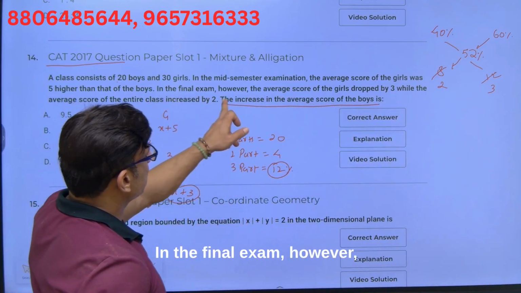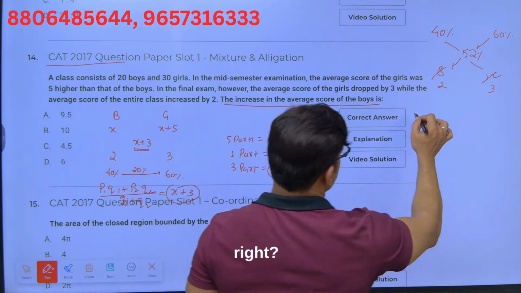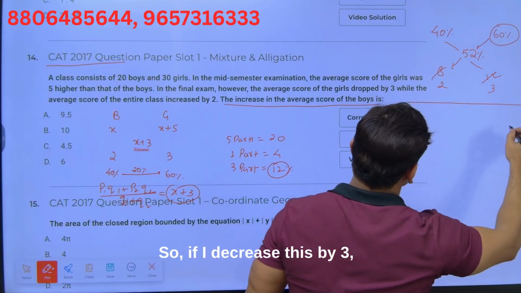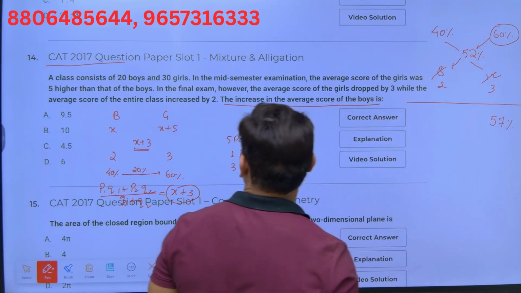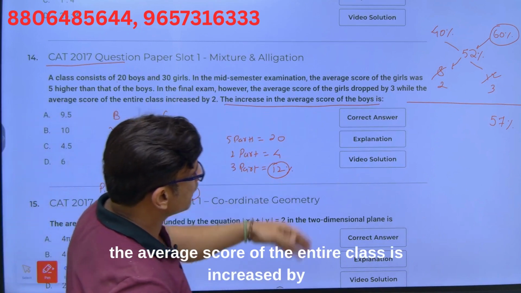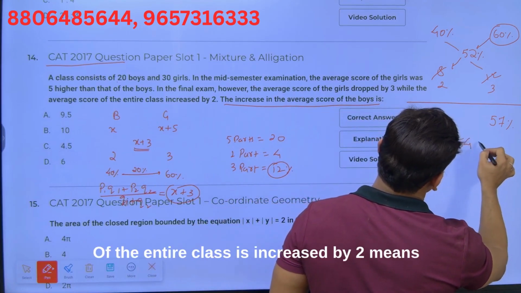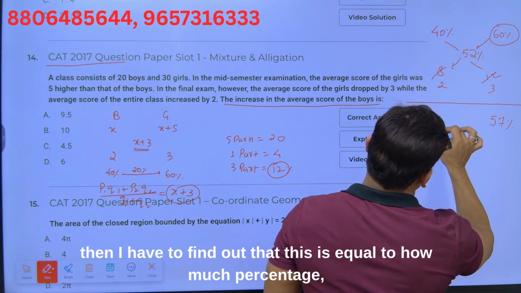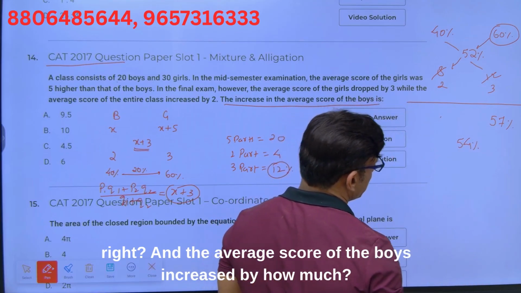In the final exam, however, the average score of the girls dropped by 3, right? If I decrease this by 3, that means this is 57%. While the average score of the entire class is increased by 2, which means 54%. So then I have to find out what percentage this is, and the average score of the boys increased by how much?